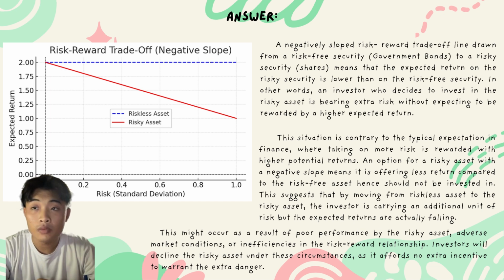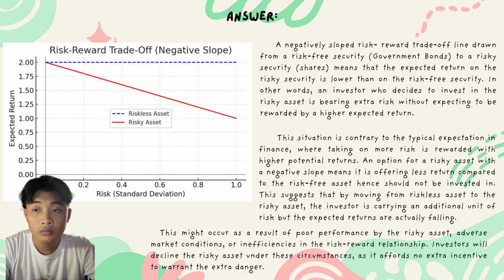Question 6. If the risk-reward trade-off line for a riskless asset and a risky asset results in a negative slope, what does that imply about the risky asset vis-a-vis the riskless asset? The answer is that a negatively sloped risk-reward trade-off line drawn from a risk-free security to a risky security means that the expected return on the risky security is lower than on the risk-free security. In other words, an investor who decides to invest in the risky asset is bearing extra risk without expecting to be rewarded by a higher expected return.